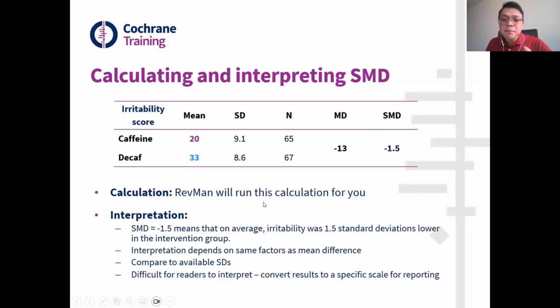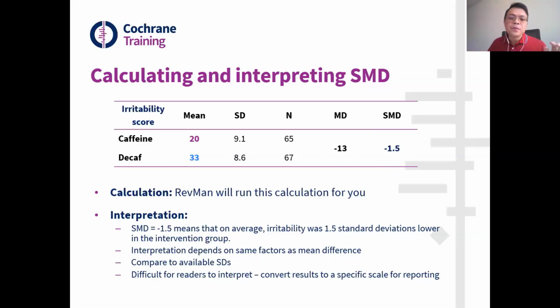In terms of calculation, as mentioned earlier, Review Manager will run this calculation for us. And in terms of interpretation, the SMD is less intuitive and harder to interpret as compared to the mean difference. Going back to our example earlier, using the same numbers, the standardized mean difference turns out to be minus 1.5, and we interpret this as irritability was 1.5 standard deviations lower in the intervention group. But that is not as easy to understand as the mean difference.